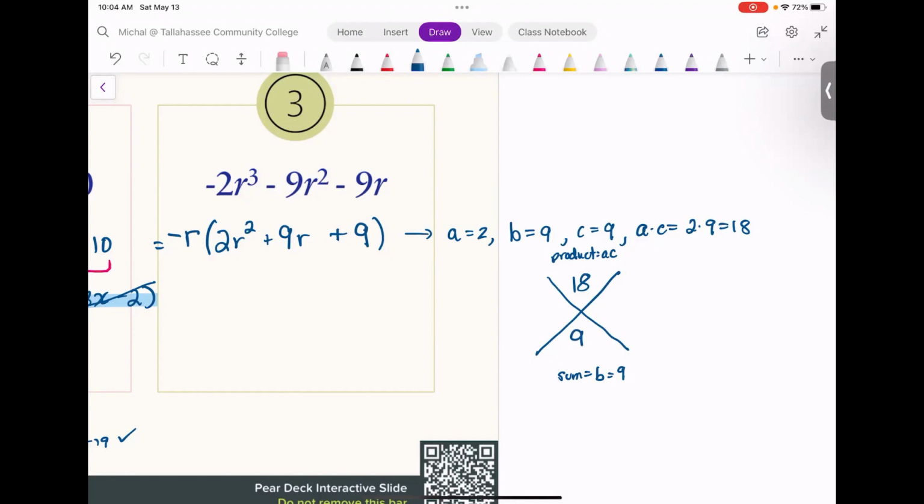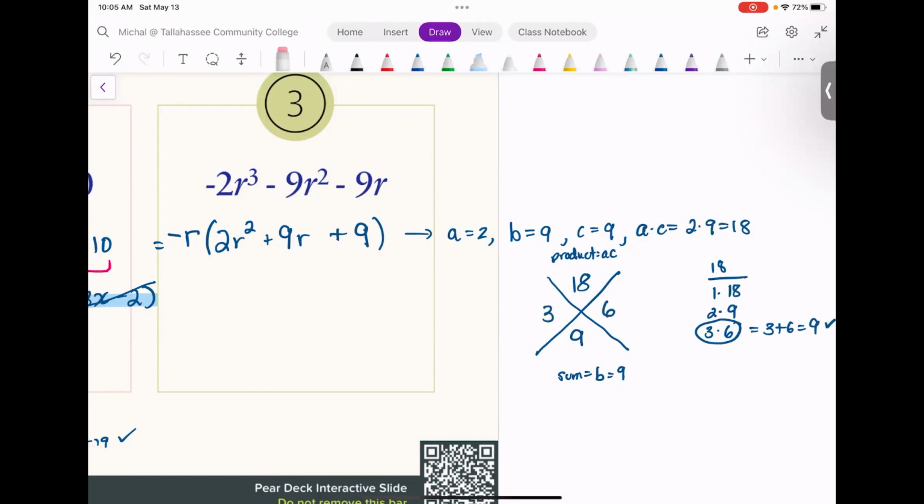I consider all my factors that multiply to be 18. 18 is 1 times 18, and it's also equal to 2 times 9. It's also equal to 3 times 6. 4 does not divide 18, neither does 5. And if I divide 18 by 6, I'm back to 3 times 6. So I'm done finding all my factor pairs. And if I look, I can see that the one that adds to be 9 is my last option. 3 plus 6 equals 9. So that means my solution to my diamond problem is 3 and 6.